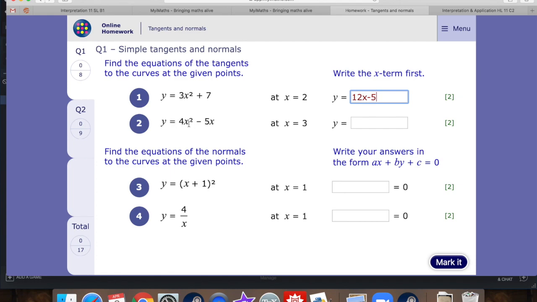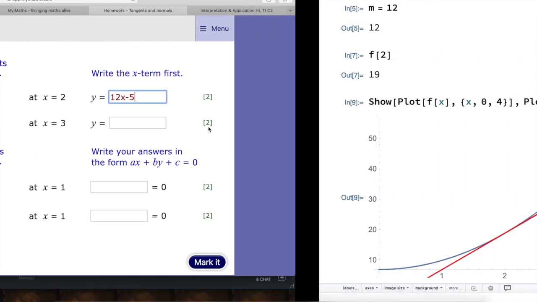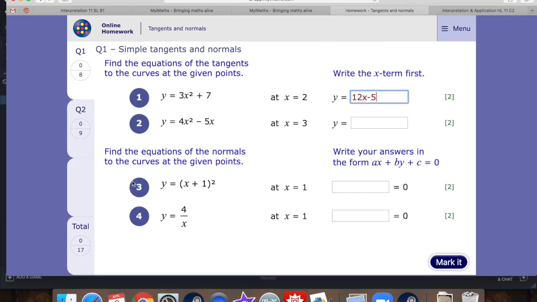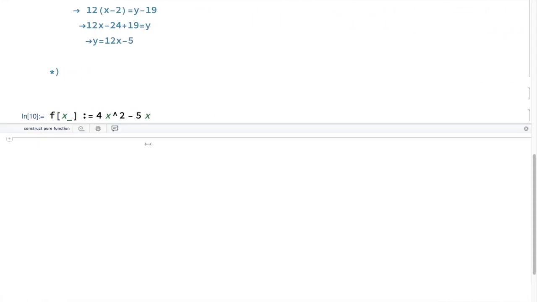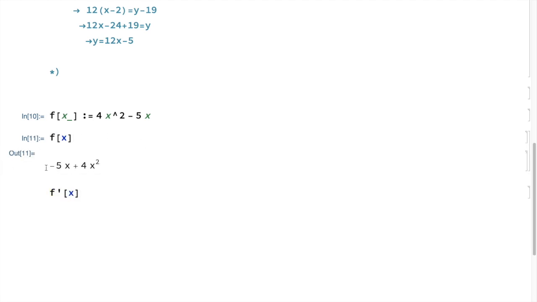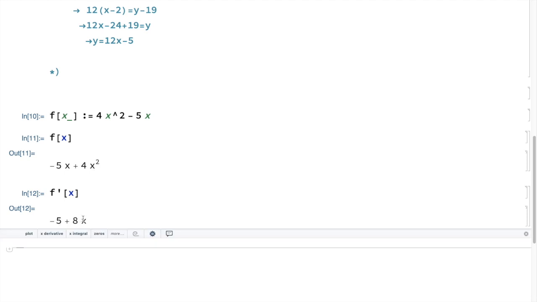So here I need to take the derivative of this, and why don't we do this a little faster? So this is going to be 4x squared minus 5x. So coming down here, I'll have f of x is equal to 4x squared minus 5x, and this is evaluated at x is equal to 3. So f prime of x, well, let's see. This becomes a minus 5. This 2 comes down and you'll have 8x. So 8x minus 5.